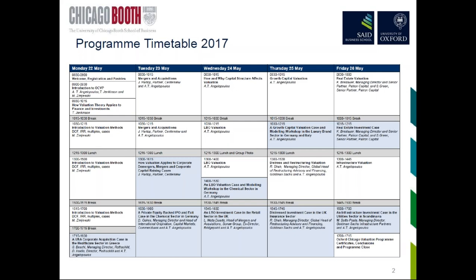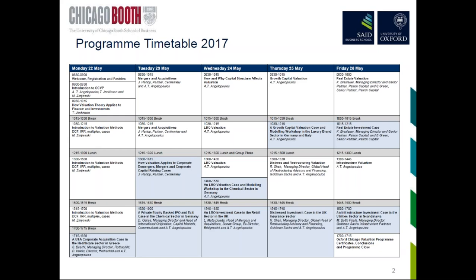Then in the afternoon, we have the global head of restructuring and distress of Goldman Sachs to talk about the concepts and then do a case. And then we will have Goldman Sachs Merchant Banking to do an infrastructure case, and we will have Patron to do real estate cases on Friday.